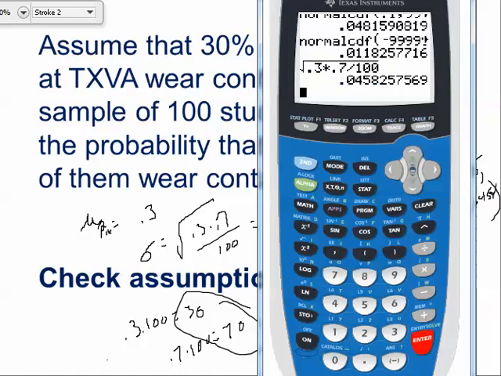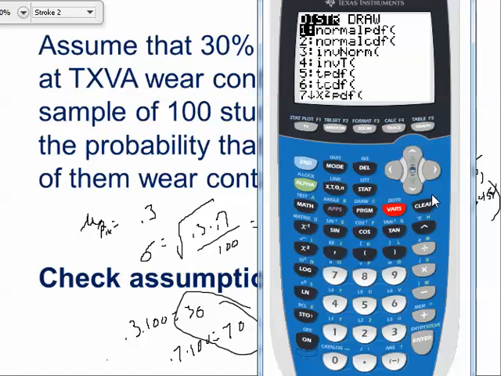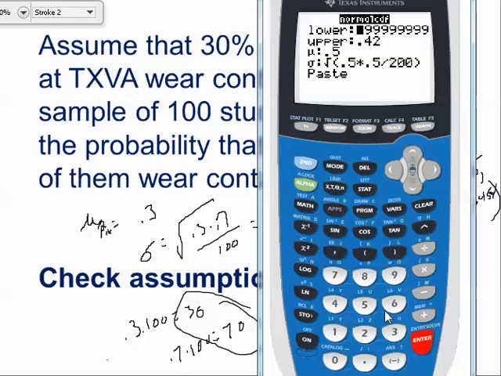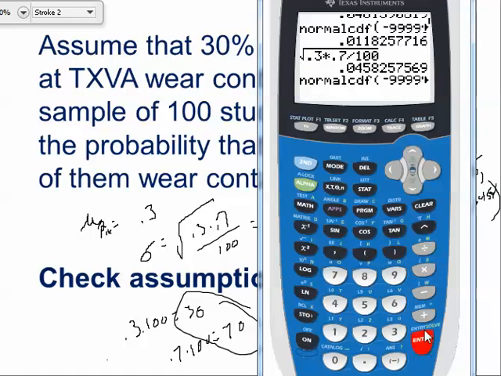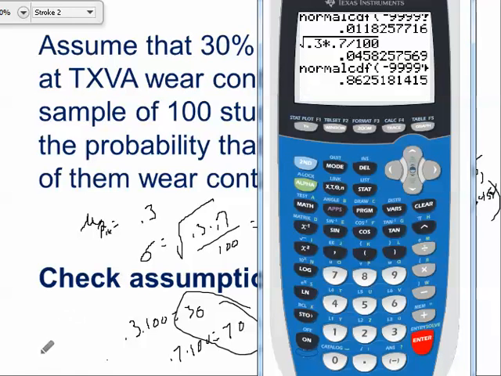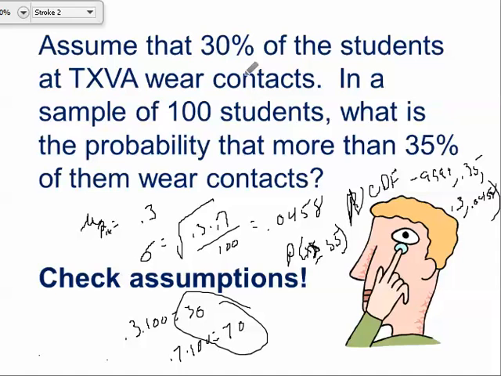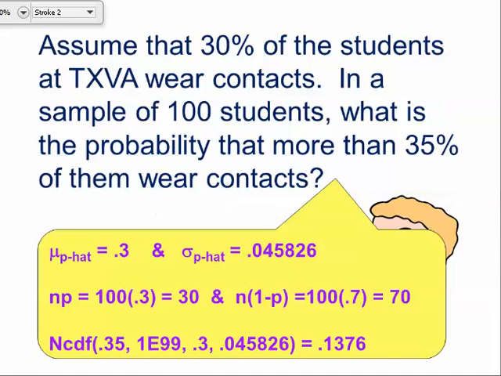So I'm going to bring up my distribution here. Second, normal distribution. I'm going to do a CDF. Huge negative number, 0.35, 0.3, and this one is going to be 0.0458. Enter, enter, and I wind up with a value of 86%. I think we got an 86% probability of getting there.